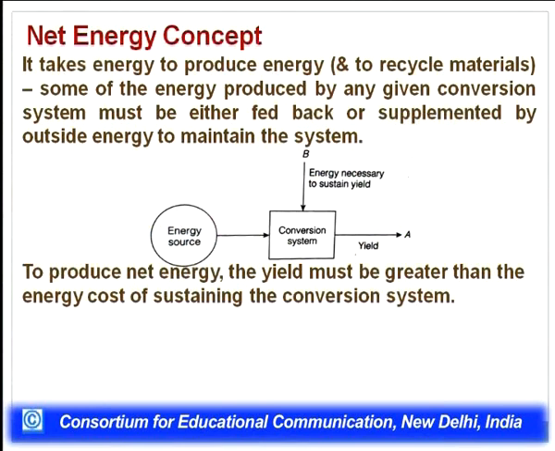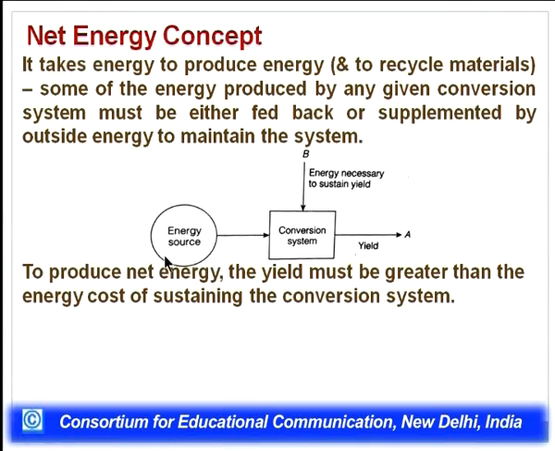So we have to keep in mind about this particular diagram, that to produce the net energy, the yield must be greater than the energy cost of sustaining the conversion system. So for example, in this case, A is the yield, and whatever energy we are getting from the energy source, there is an energy input for sustaining this particular yield. So when we talk about this net energy, termed as A here, the yield must be greater than the energy cost of sustaining the conversion system.